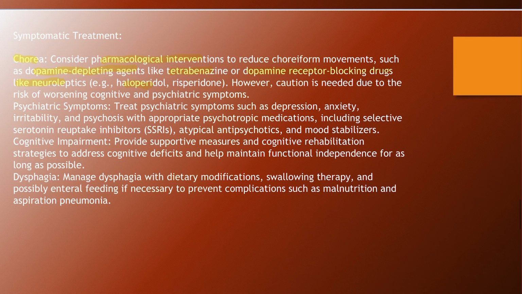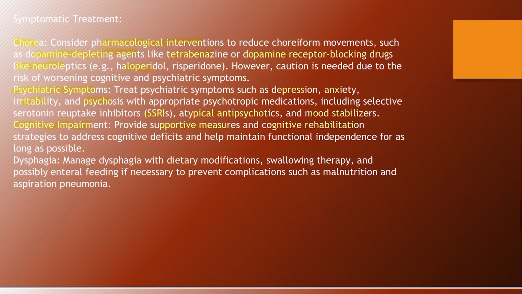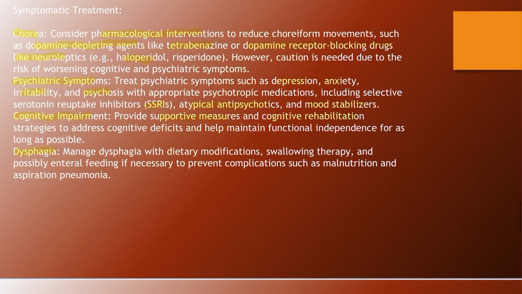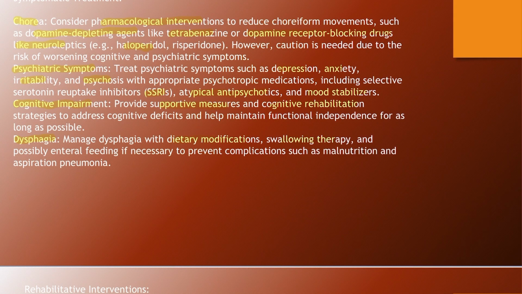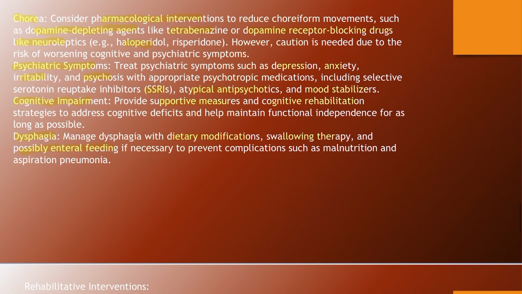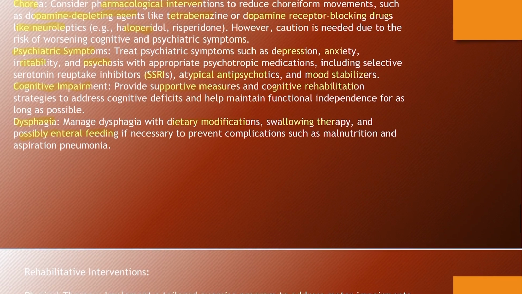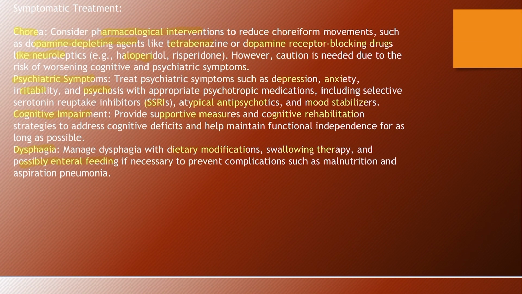If the patient has some psychiatric symptoms, we then want to treat the depression, anxiety, irritability, and psychosis with appropriate psychotropic medications, including SSRIs, atypical antipsychotics, and mood stabilizers. Patients will have some cognitive impairment, so we want to provide supportive measures and cognitive rehabilitation. Patients may have dysphagia, so we manage the dysphagia with dietary modification, swallowing therapy, and possible enteral feeding, if necessary, to prevent complications like malnutrition and aspiration pneumonia. So these are the complications which can happen with Huntington disease.